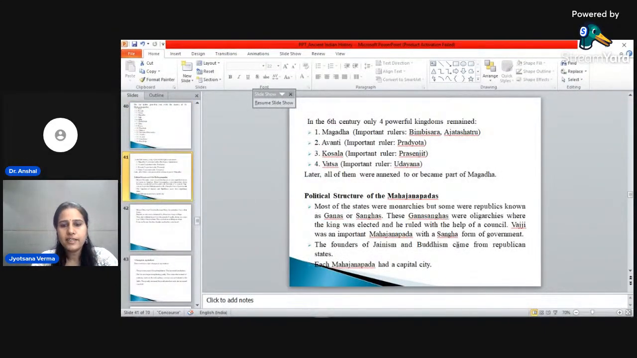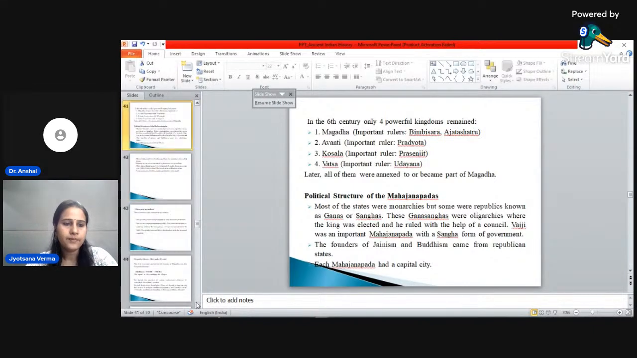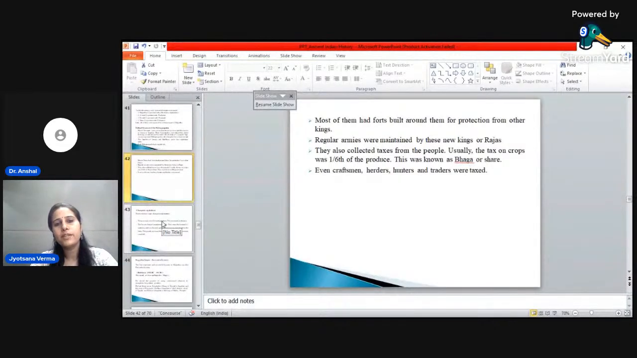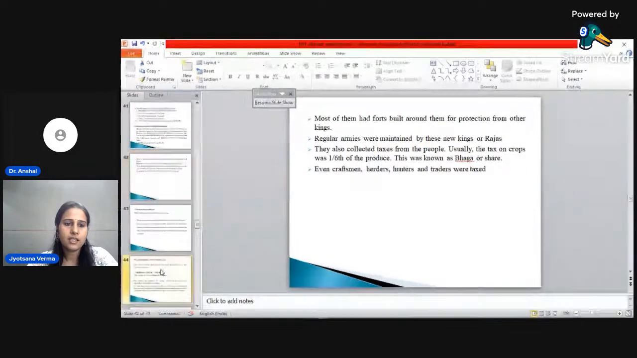Political structure of the Mahajanapadas: basically a monarchical form of government, though the founders of Jainism and Buddhism came from republican states. Each Mahajanapada had a capital city, and most built forts for the protection of their kings. Regular armies were maintained by the king, and they also collected tax from the people, which was known as Bhaga or share.